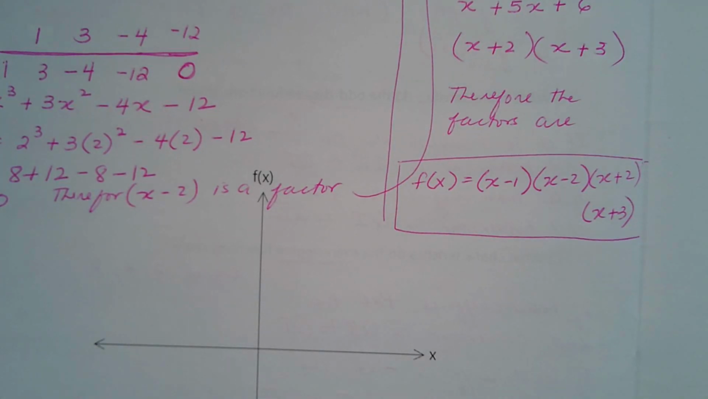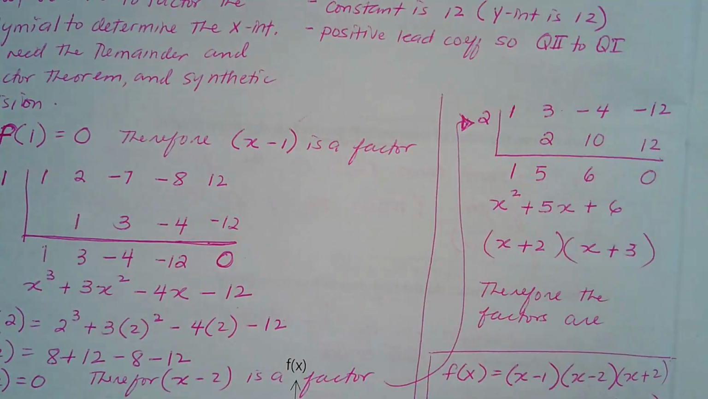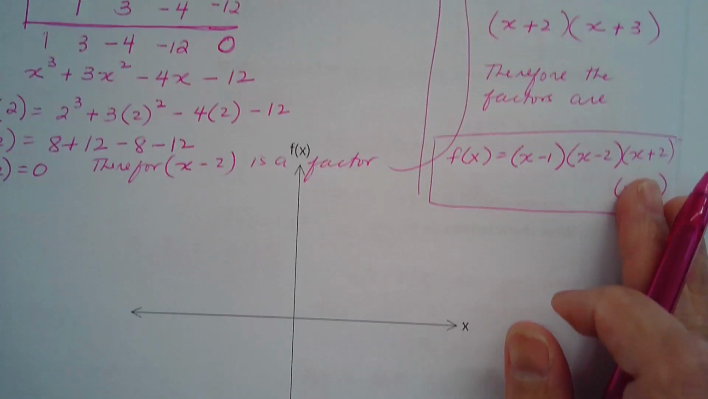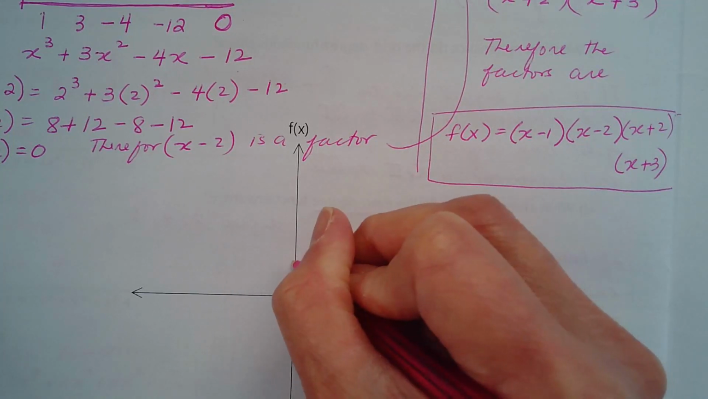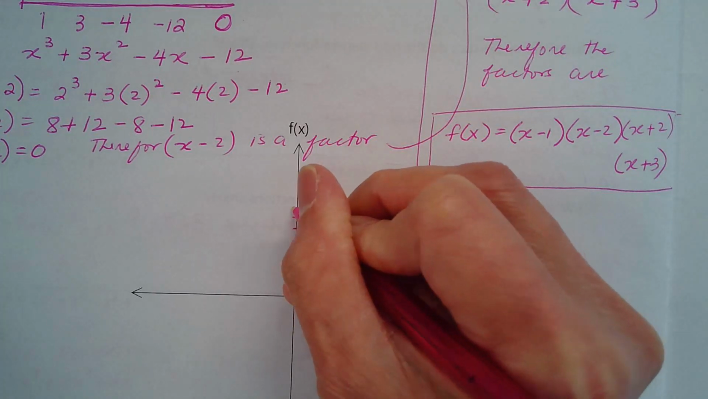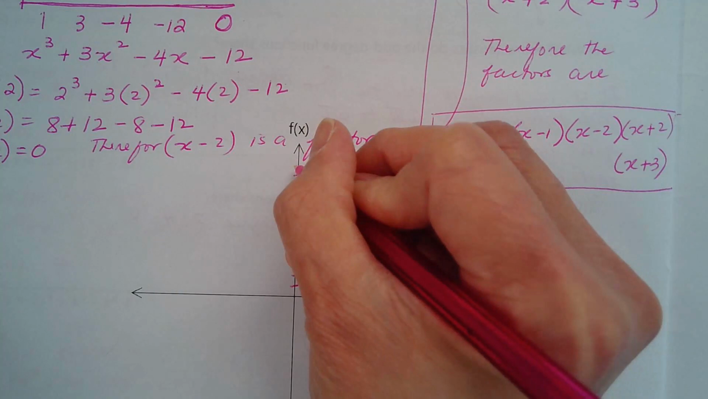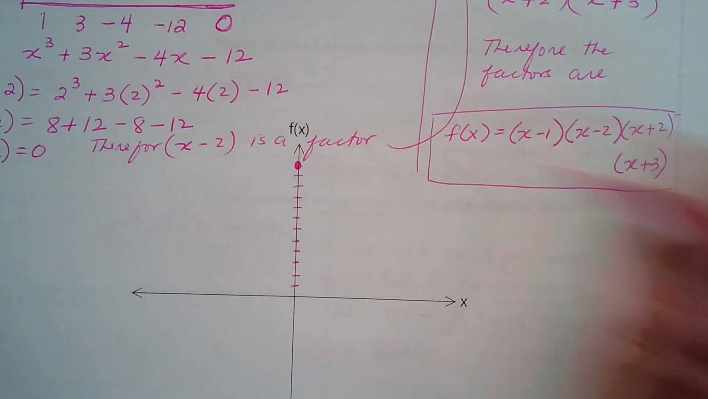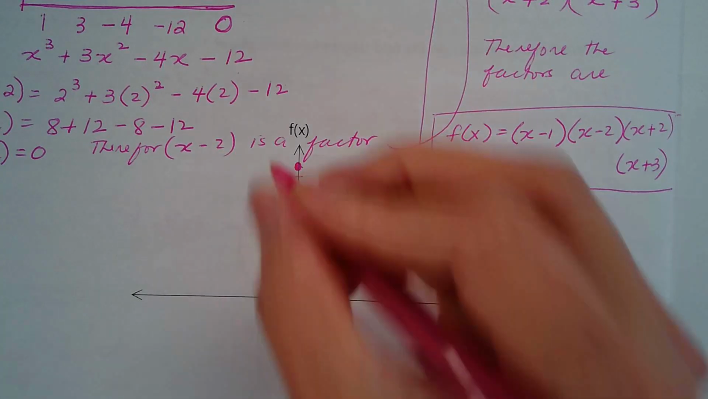So, what do we know so far? We know that the y-intercept is 12. So you go 1, 2, 3, 4, 5, 6, 7, 8, 9, 10, 11, 12. You know your graph is going to cross the y-axis at 12. So this is our 12.